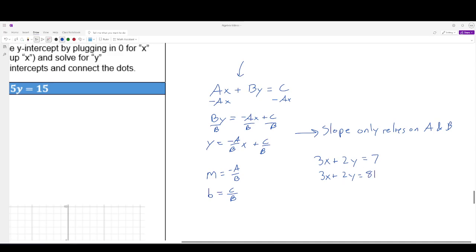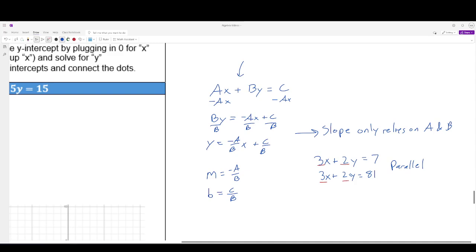I can tell, because A and B match, that these are parallel. Without doing any work, without rearranging it, and without graphing it, because A and B are the same, so this 3, 2 matches this 3, 2, I know these two equations have the same slope and a different y-intercept because they have a different number on the right side.